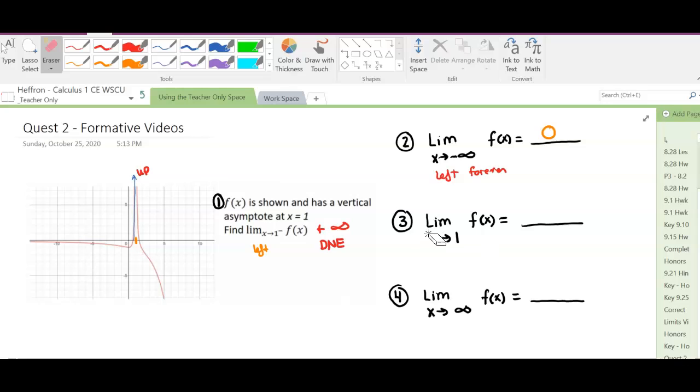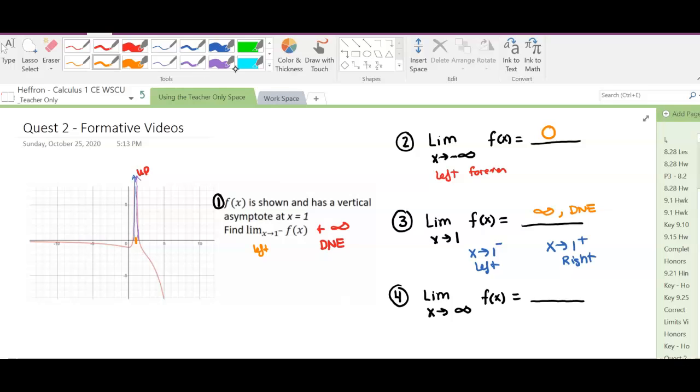Now, as we look at the next one, number 3, the limit as x approaches 1. Well, that really means we should look at x approaches 1 on the left side and x approaches 1 on the right side. Left and right. And so because we're going up on both sides of 1, then we could say positive infinity. And we could also say does not exist.